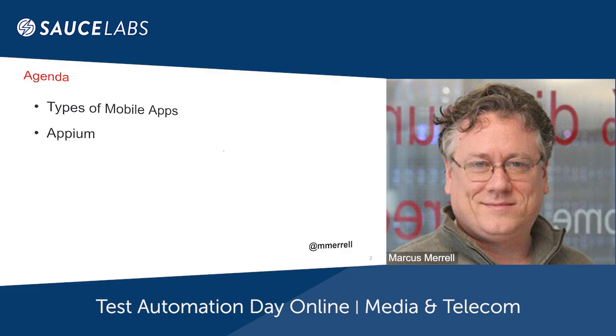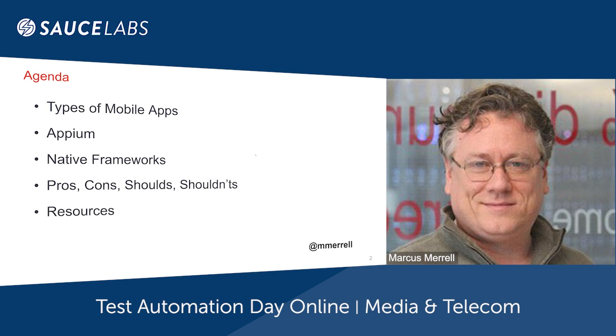So today what I want to talk about is the different types of mobile apps that exist in the world. I also want to talk about Appium itself, the architecture of native frameworks that you would use for testing, and then the trade-offs and the pros, cons, what you should not do. Also give a link to resources.